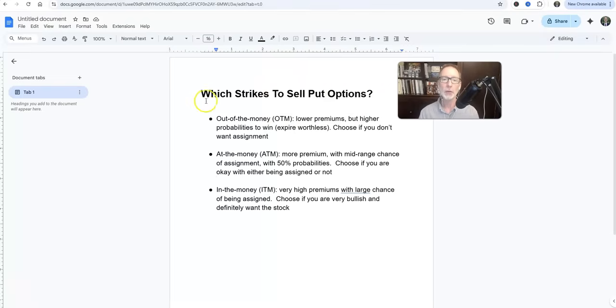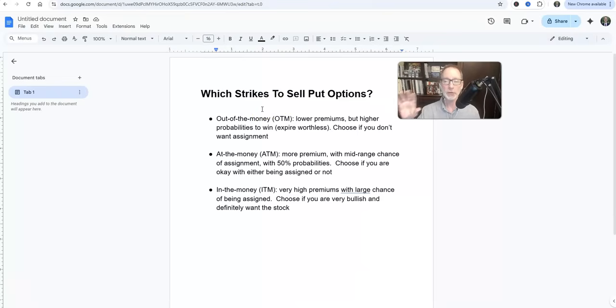Okay, now, which strikes to sell put options? Everyone wants to know that. You want to sell a put option contract. You basically pick the stock, and now you want to collect some income, which is great because selling put options creates a new instant income stream for yourself, but you have to choose a strike. I'm going to show you the three types of strike prices that you can choose: out of the money, at the money, or in the money.